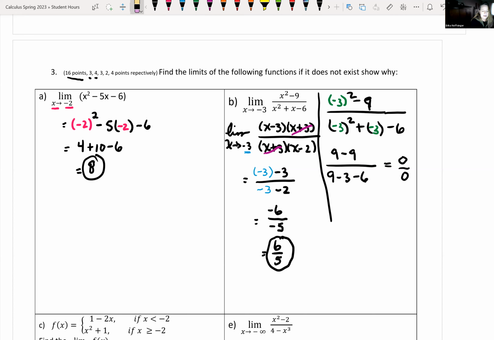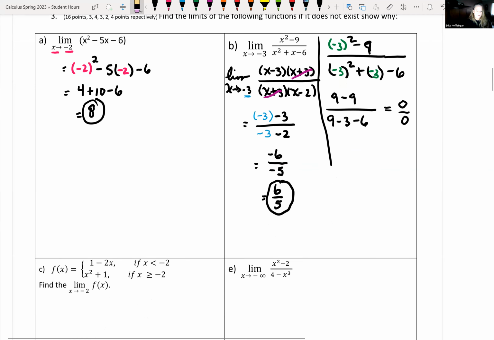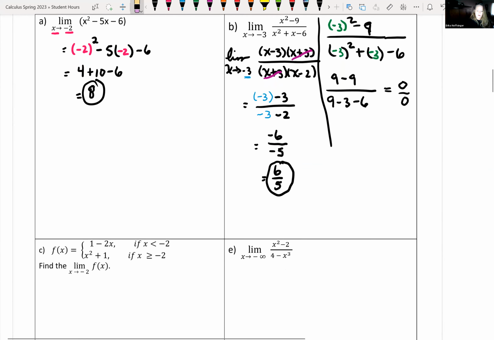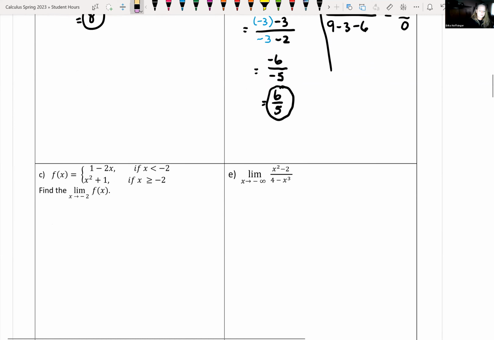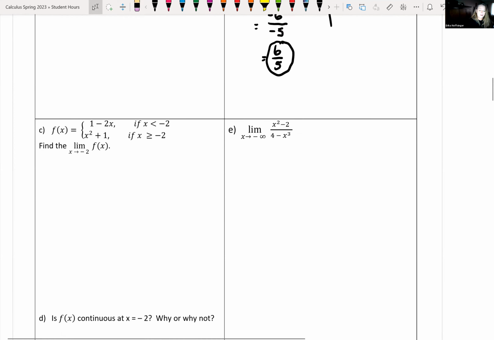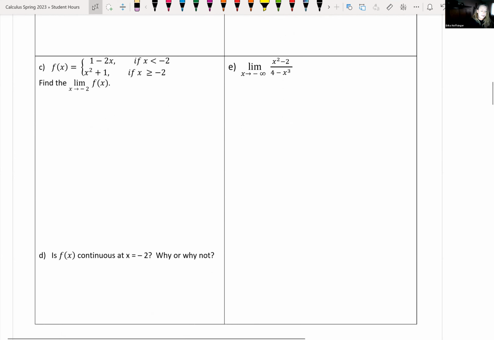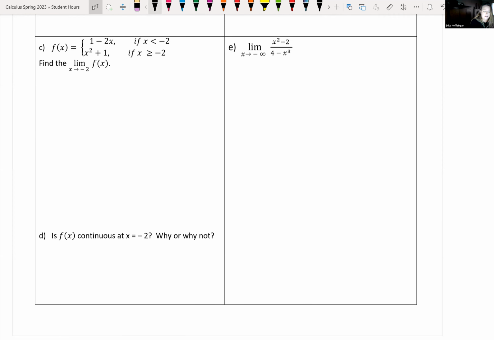Give yourself full credit if you get it correct. Give yourself partial credit if you had some clue of what was going on, but you made some errors. If you had no clue of what was going on, or if you left it blank, then give yourself 0 points. Part C, we have a piecewise function.